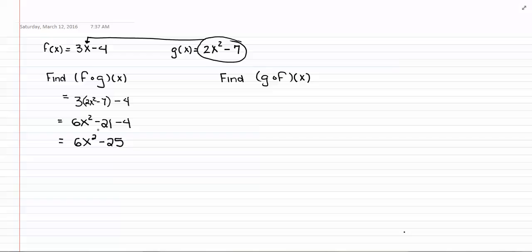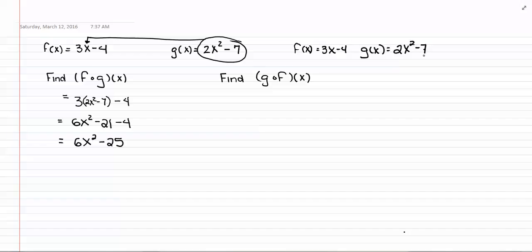Simplifying means to remove parentheses, combine like terms, and then stop. You're not solving. That would be x equals a number. You're just combining like terms and then stopping. To go the other direction, let's write up the functions again. We have f of x equals 3x minus 4, and g of x equals 2x squared minus 7.